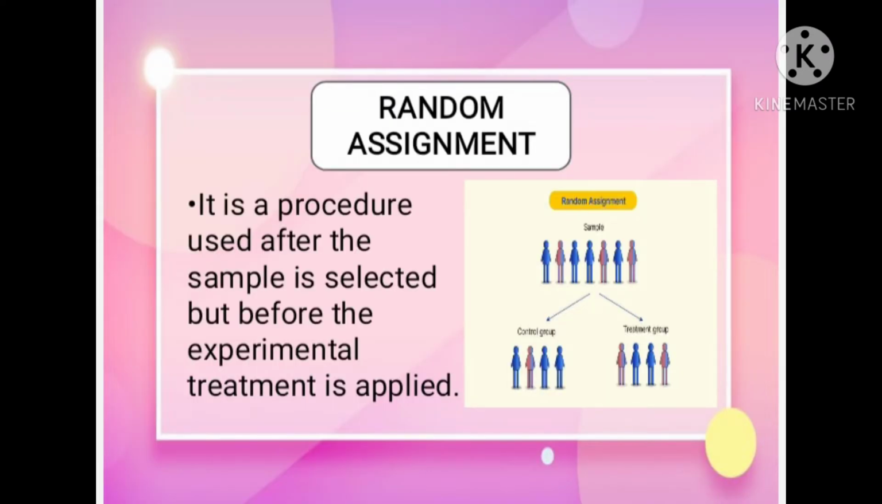Next, we have the random assignment. It is a procedure used after the sample is selected, but before the experimental treatment is applied. Random assignment is an experimental procedure of assigning participants to one of several conditions randomly. It is also a way to control for possible confounds in the experiment and yield more valid results.